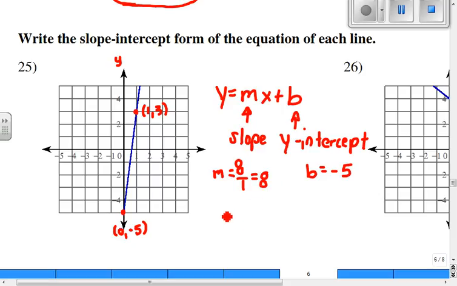So let's plug in our m and our b. Our m is 8, and our b is -5. So the equation of our line is y equals 8x minus 5.